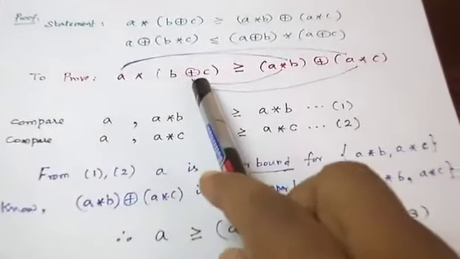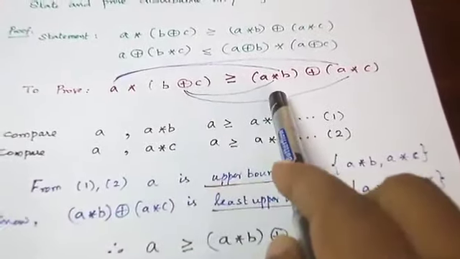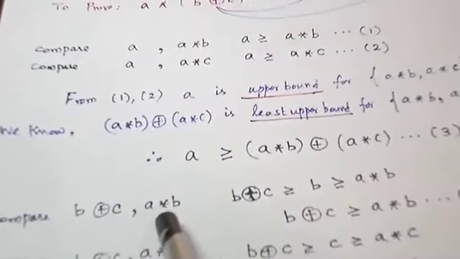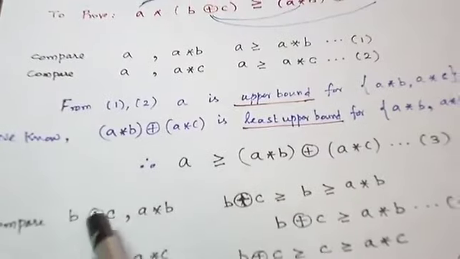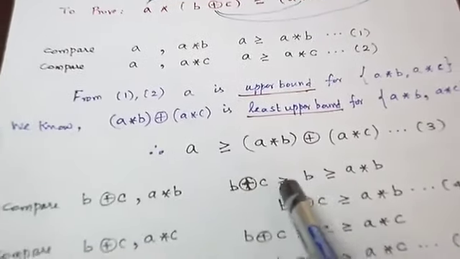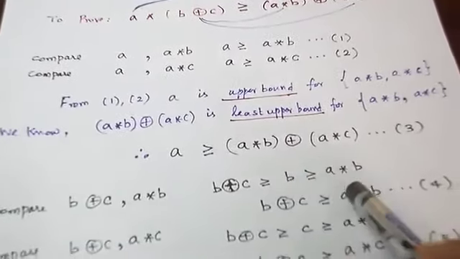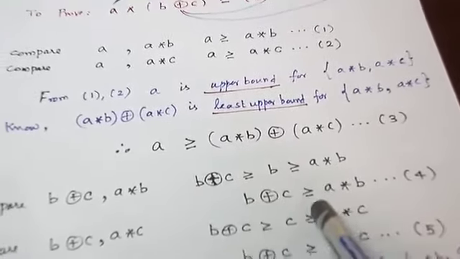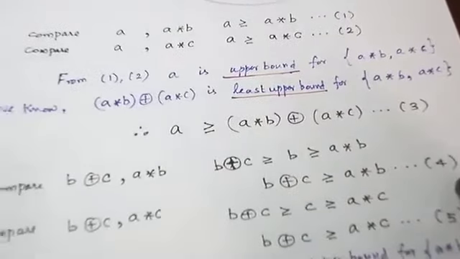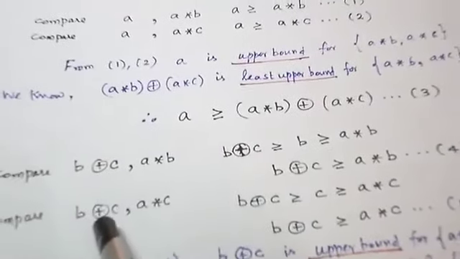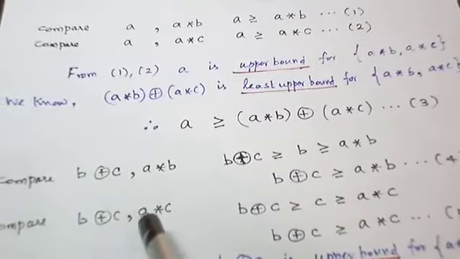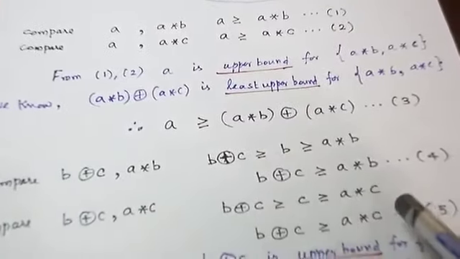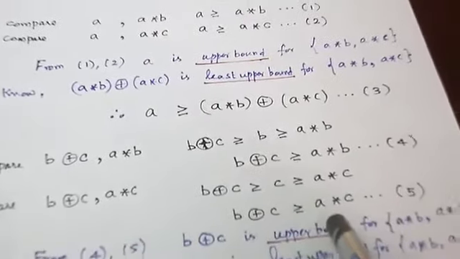Now I am going to compare B + C with A * B and B + C with A * C. B + C and A * B I am going to combine through the common element B. B + C is greater than B and B is greater than A * B. So by transitive relation we will have B + C is greater than A * B. This is the fourth inequality. Similarly, compare B + C and A * C through the common element C. B + C is greater than C, C is greater than A * C. So B + C is greater than A * C.